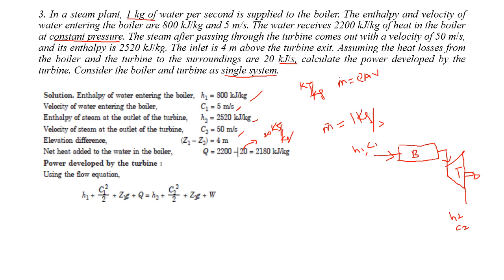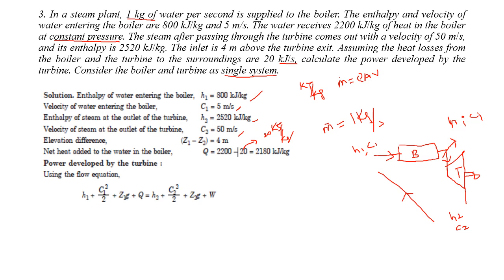My question is, what about here, H1 and C1, which means the enthalpy and velocity at the inlet of turbine? Whether it will be greater than these two values, or lesser than these two values, or in between. I leave it to you, right?